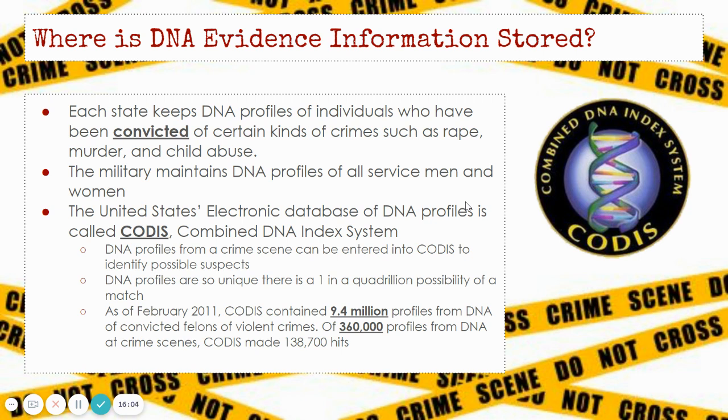As of February 2011, so that's 10 years ago already, CODIS contained 9.4 million profiles from DNA of convicted felons of violent crimes. Of 360,000 profiles from DNA at crime scenes, CODIS was able to match 138,700 hits, is what we call them. Hits are what we call matches. So I'm sure that number is much bigger today since it is 2021.